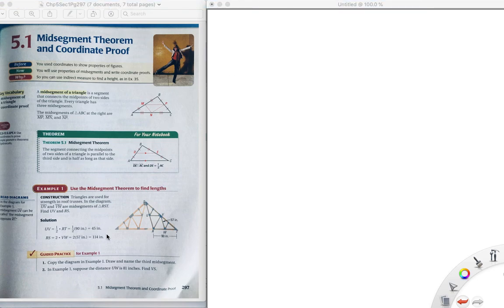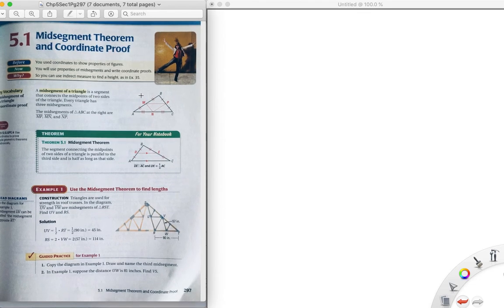Honors Algebra, Section 5.1, Midsegment Theorem and Coordinate Proofs. First theorem of the chapter is Theorem 5.1, or the midsegment theorem. Let's first talk about what a midsegment is.